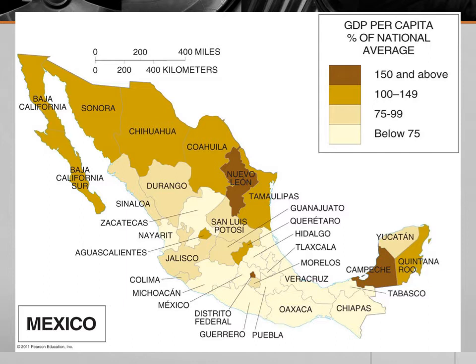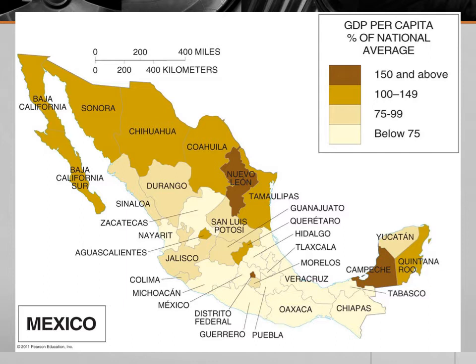And if you notice, the northern states along the US-Mexico border are states that have a higher GDP per capita. If you take a look at the Yucatan Peninsula, we have a higher GDP per capita. Okay, and so the question that we have is, well, why? Why do you think the Yucatan Peninsula has a higher GDP per capita as a percentage of the national average? Notice Mexico City, which is the federal district that you see there towards the center of the country. Mexico City has a higher GDP per capita, very urban area.